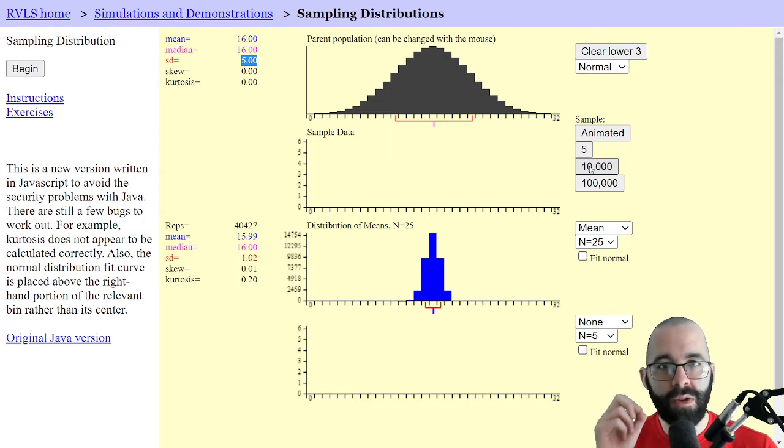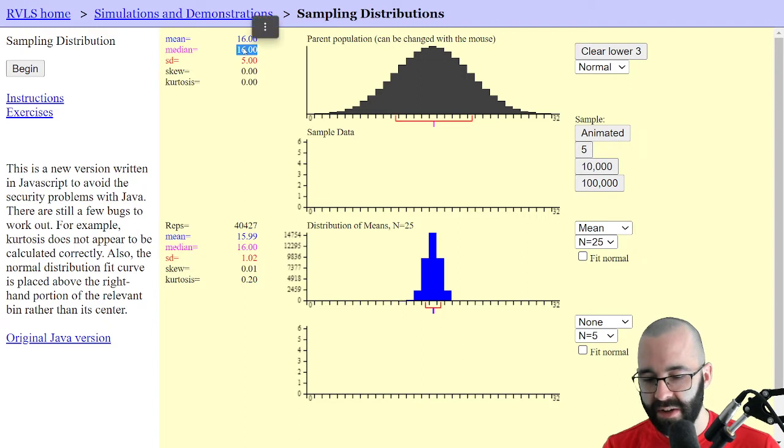This is very closely related to the actual distribution of these sample means. The mean, almost identical. Median, almost identical. Standard deviation is about 1/5 of this standard deviation. Is that a coincidence?